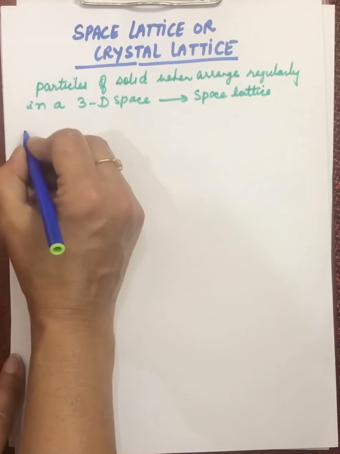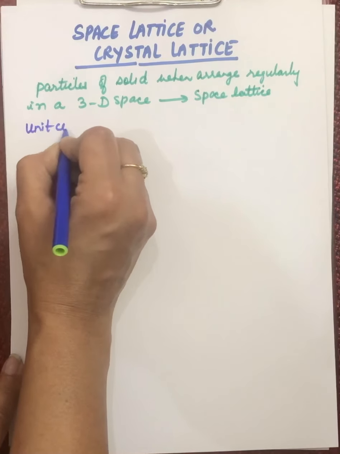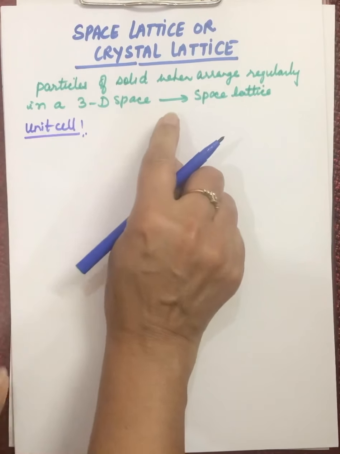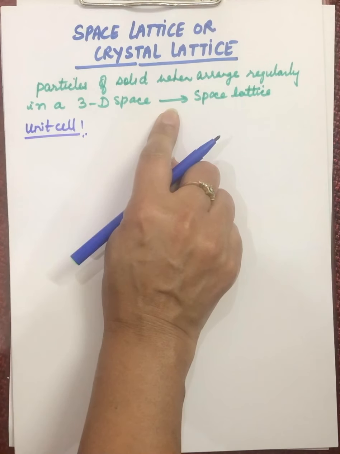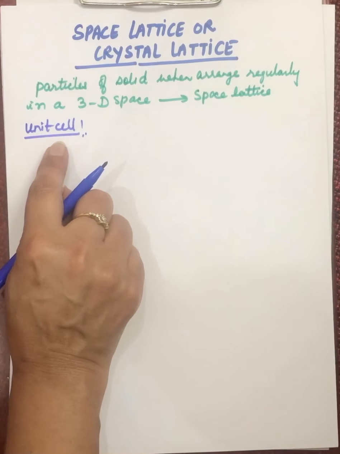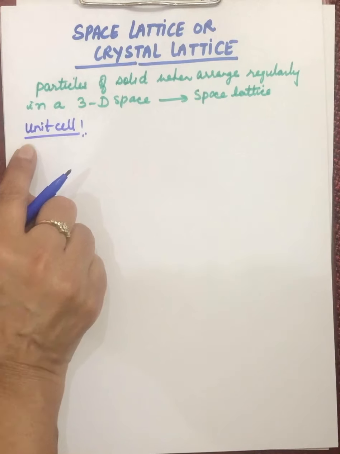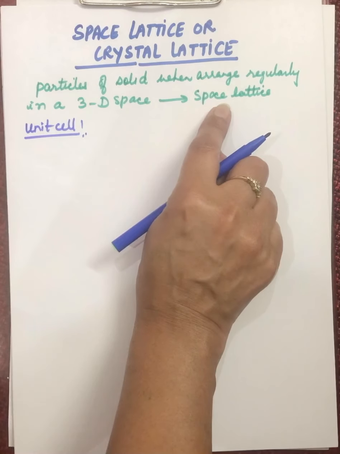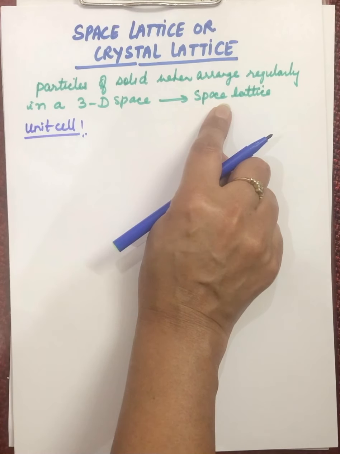Next, after this we have what is a unit cell. So when we are forming a crystal lattice or space lattice, there's one small part that only repeats again and again in different directions and we get a space lattice. That small part is known as unit cell. So when we have to study the structure of solid, we only study the unit cell, because that only repeats itself again and again in all directions to form this complete crystal lattice or space lattice.